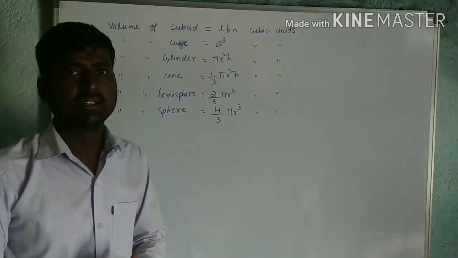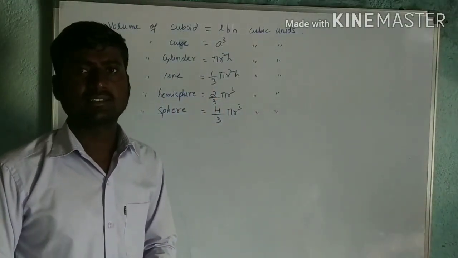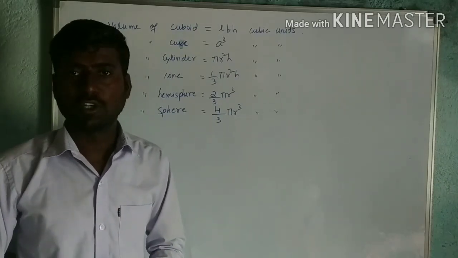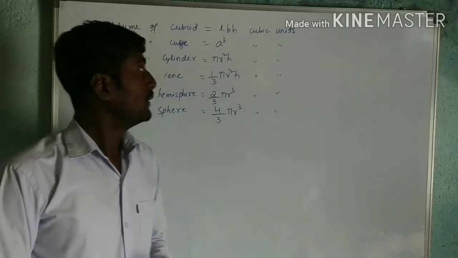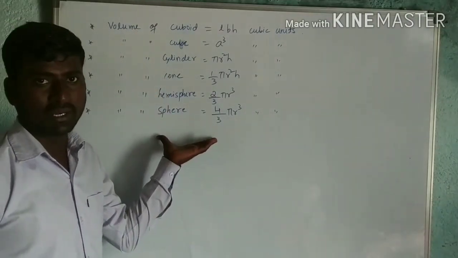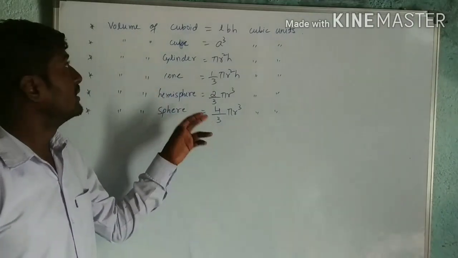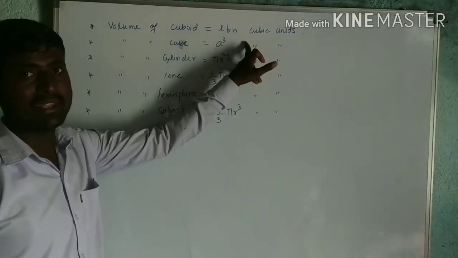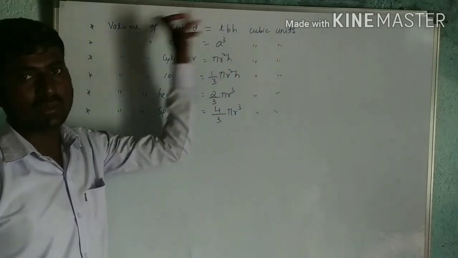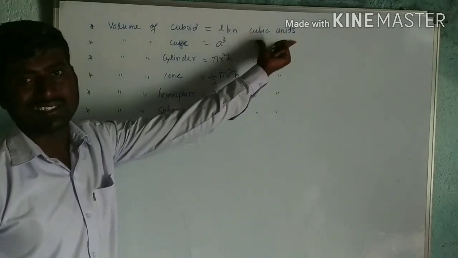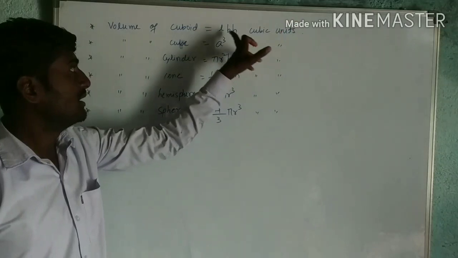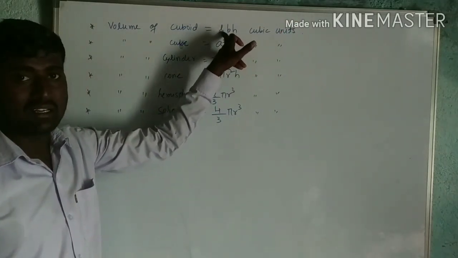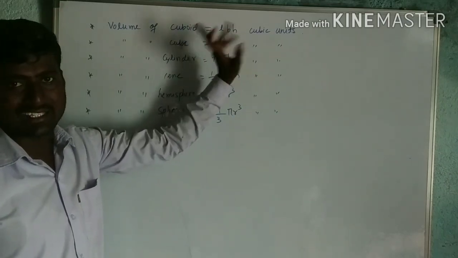Hi dear students, we shall discuss the next concept, that is volume of combination of solids. Before that, we already studied these formulae. Volume of cuboid is L into B into H, LBH, cubic units. Since it is a volume, the unit is cubic units, where L is length, B is breadth and H is height.